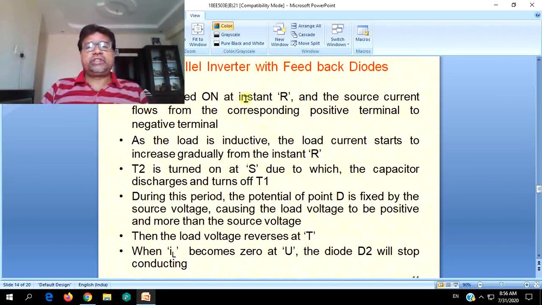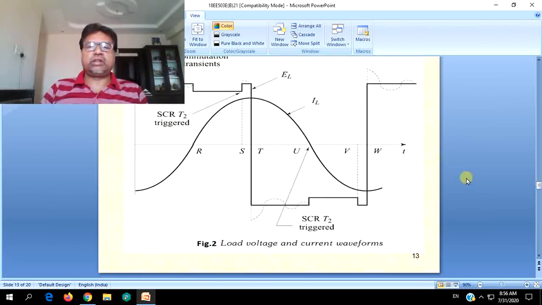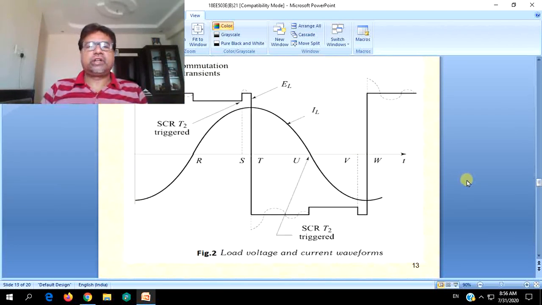T1 is turned on at instant R, and the source current flows from the positive terminal to the negative terminal. As the load is inductive, the load current starts to increase gradually from the instant R, and it is almost a sinusoid. T2 is turned on at S, due to which the capacitor discharges and turns off T1.